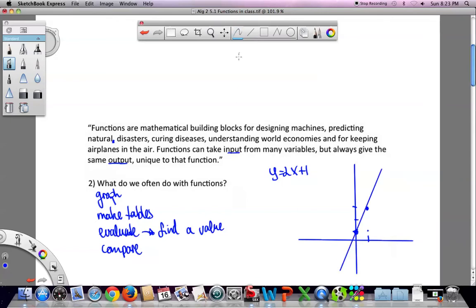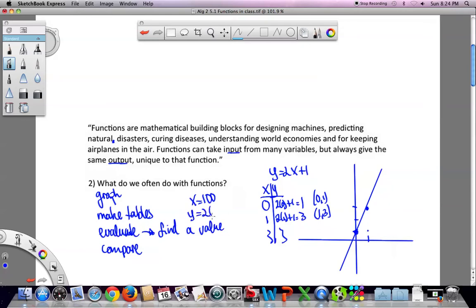I could have made a table for this function, so I could make an xy table, right? So if I plugged in 0, I would get 2 times 0 plus 1, which is 1, so the point 0, 1 would be on there. If I plugged in 1, I would get 2 times 1 plus 1, which is 2 plus 1 is 3, so the point 1, 3 would be on there, etc., etc. Sometimes you're asked to find a value, right? So if that is a function, I might say, well, what happens at x is 100? And in this case, we would just evaluate, right? So we do 2 times 100 plus 1, so that's 201.